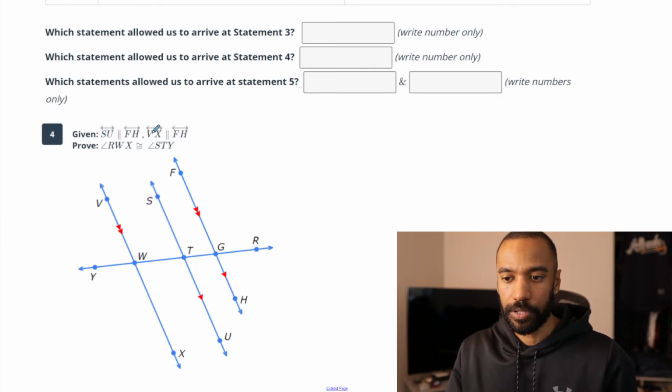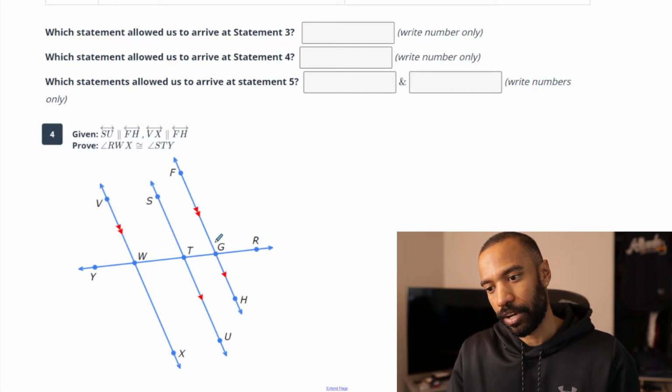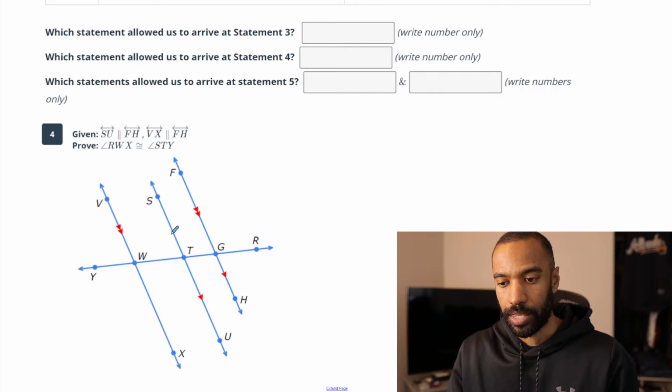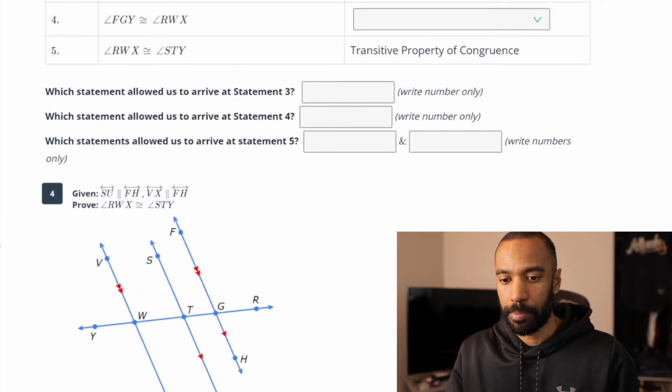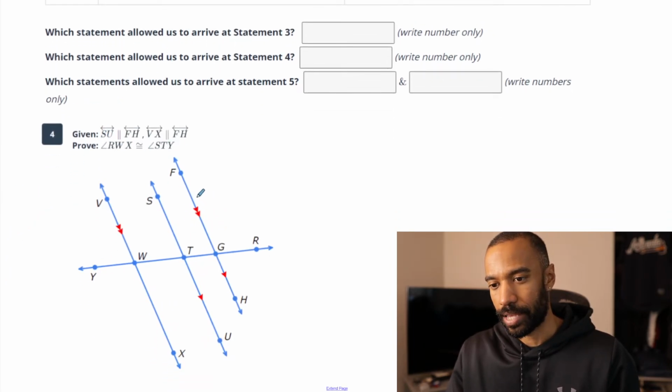Given that two different pairs of lines are parallel to each other, FH, this line right here, happens to be parallel independently to this line, and then it's also parallel to this line right here. So we are going to be proving that angle RWX is congruent to angle STY. Now, when we look at where those are, RWX is right here. I hate looking for them in these letters. And STY is right here.